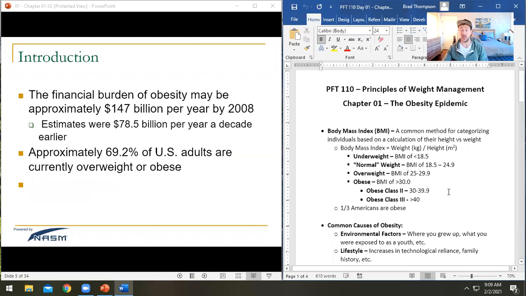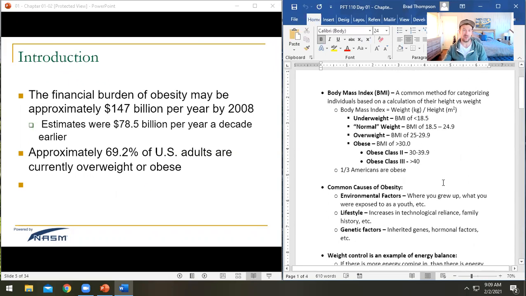And we also know that there are specific financial burdens associated with this as well, right? The financial burden of obesity, this is back in 2008, was around $147 billion per year. This is a long time ago, and inflation's only gone up. I'm kind of curious if we can actually find this statistic currently.